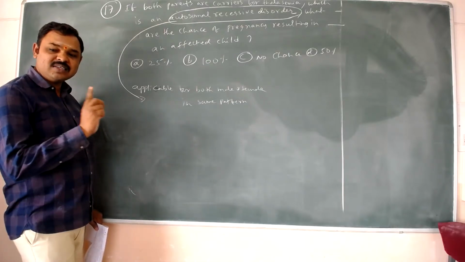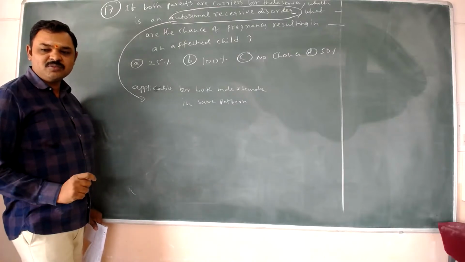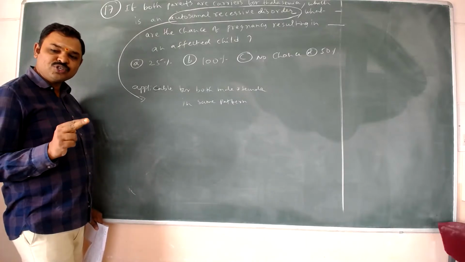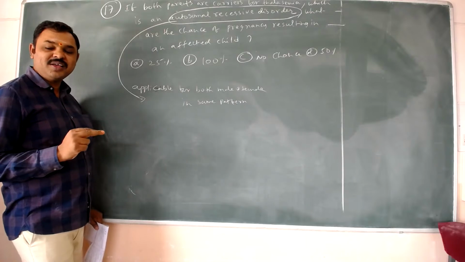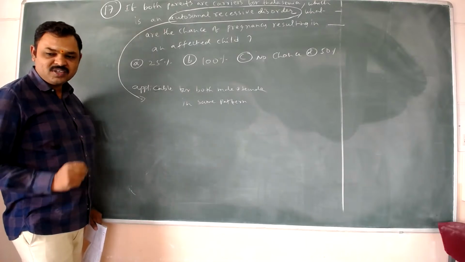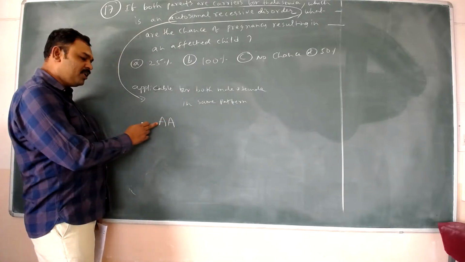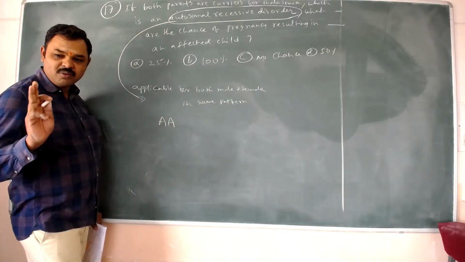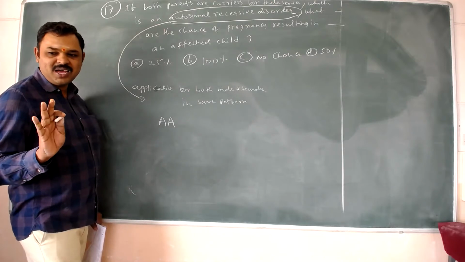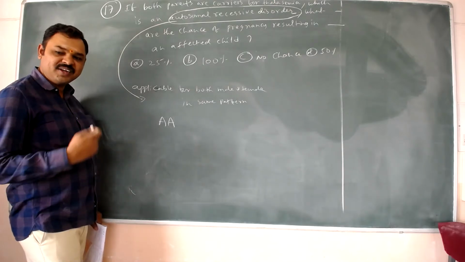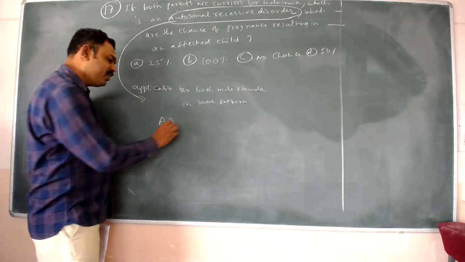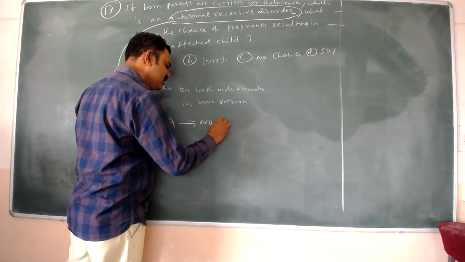Therefore, it is a recessive disorder. Recessive disorder means the alleles of a gene should both be in the homozygous recessive condition. Then the disease happens. Suppose this is an AA gene. This is the dominant allele. Two dominant alleles are there, so thalassemia would not occur. Whether it is male or female, there is no effect.